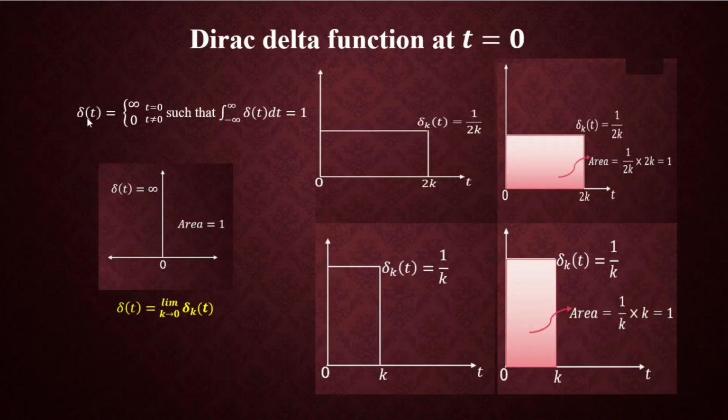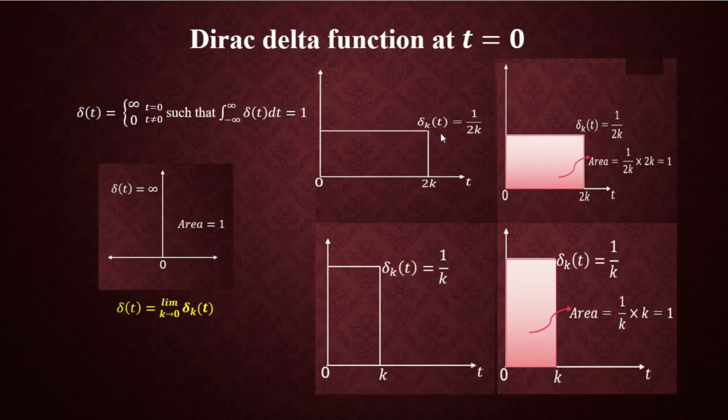Now at a equal to 0, del of t minus a becomes equal to del of t, and this del of t is equal to infinity at that point, that is t equal to 0, and it is 0 otherwise. That is, when t not equal to 0, the function will be 0, such that the area under the curve is always equal to 1. That is, integral minus infinity to infinity del of t dt is always equal to 1. Now look at this. The concept will be more clear to you.